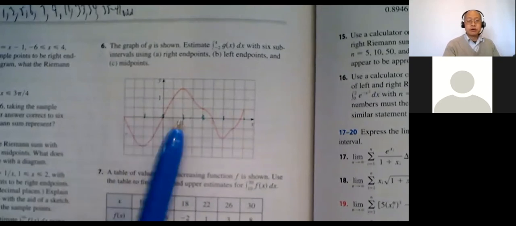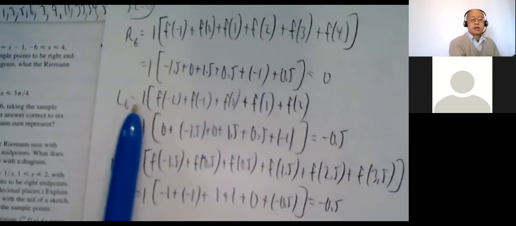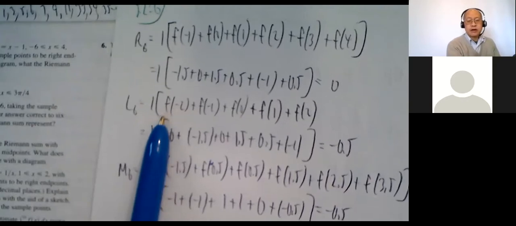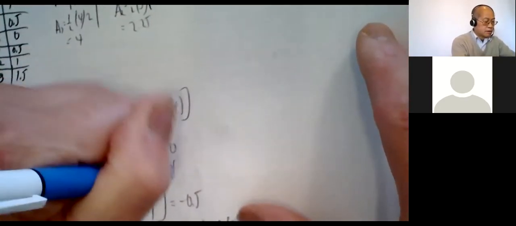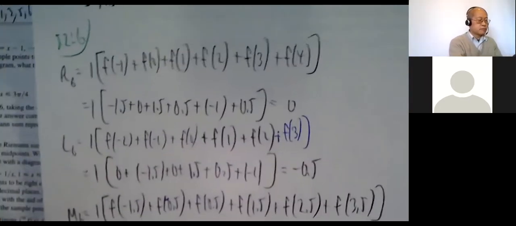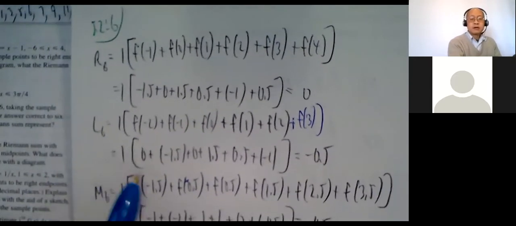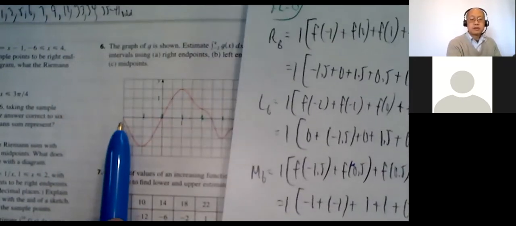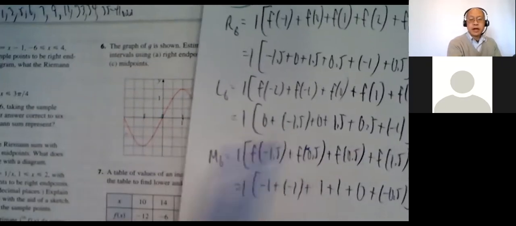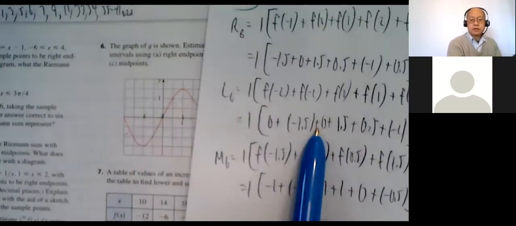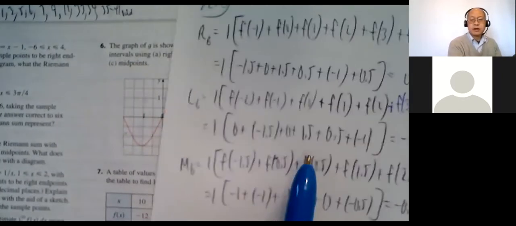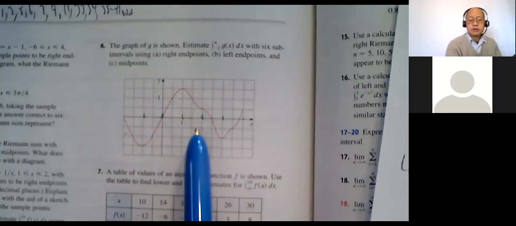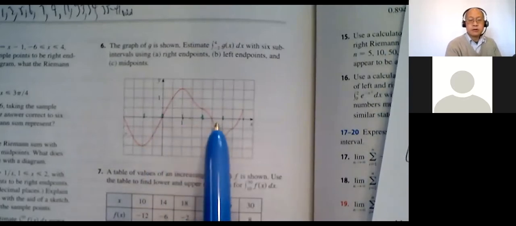Negative 2, negative 1, 0, 1, 2, and 3. Okay, delta x is still 1, and the function values at negative 2, negative 1, 0, 1, 2, and 3. I guess I forgot to write the plus 3 here. All right. So 0, negative 1.5, 0, positive 1.5. See, 1, 2.